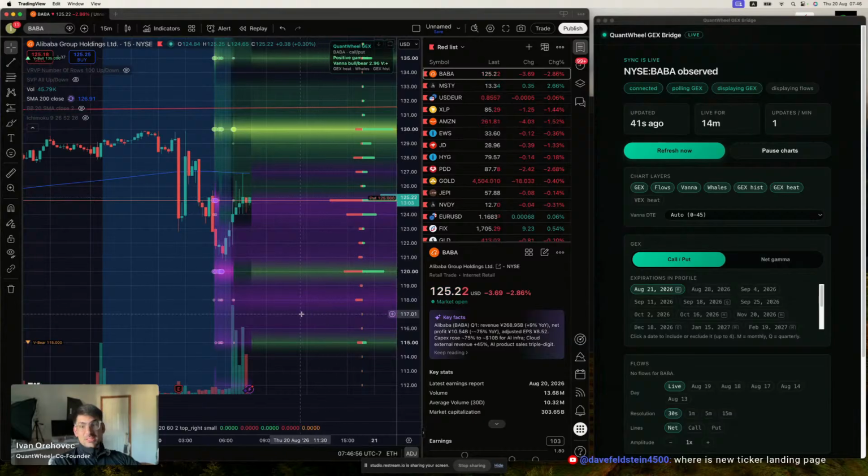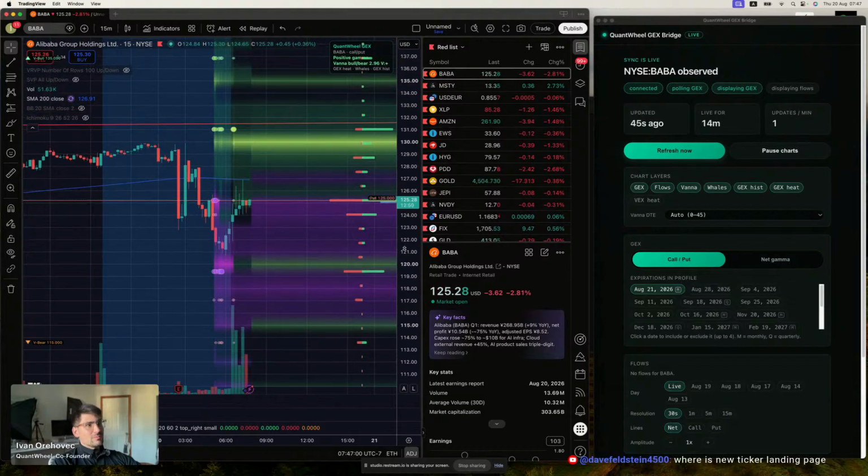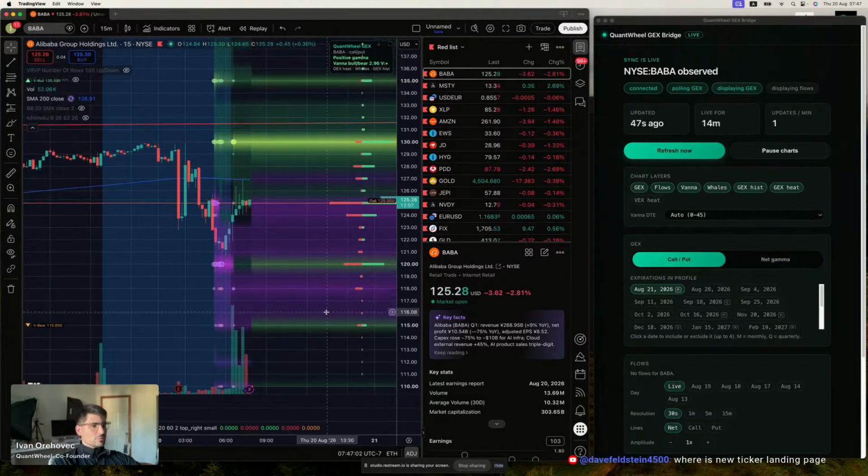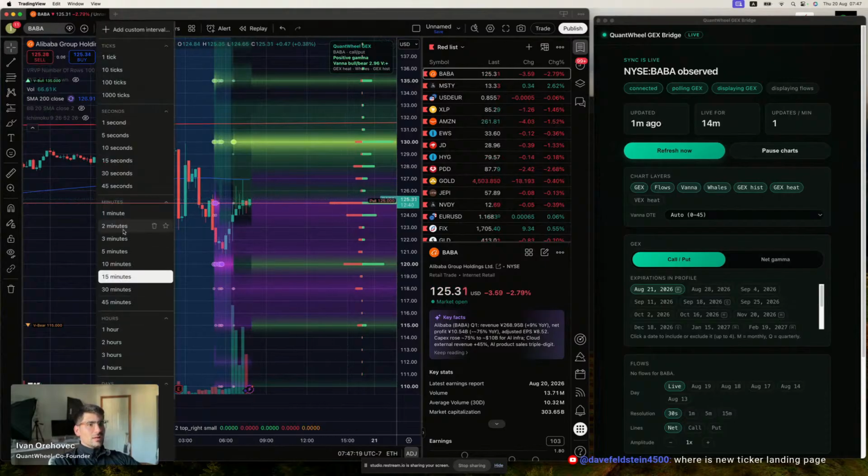As you can see, this is updating live. We just saw a new node come up with even more positive gamma. So a positive gamma in this section, 115, is adding a lot of delta. So we could see a quick uptick in Alibaba right as we see this in the live session.